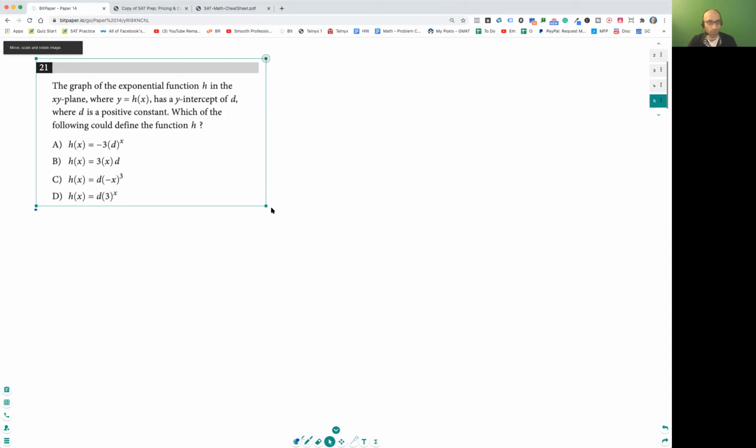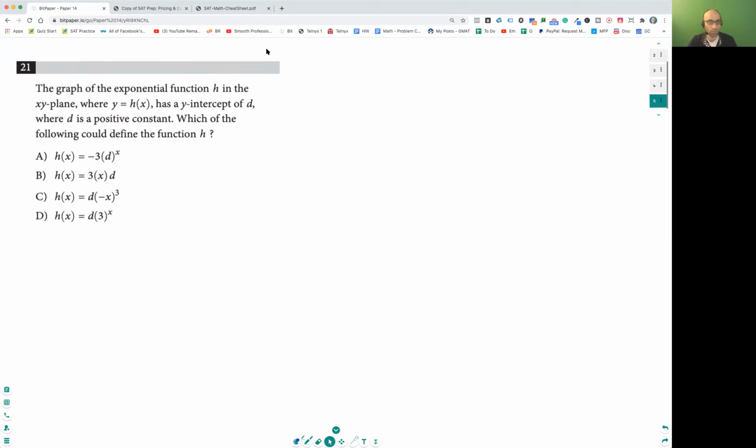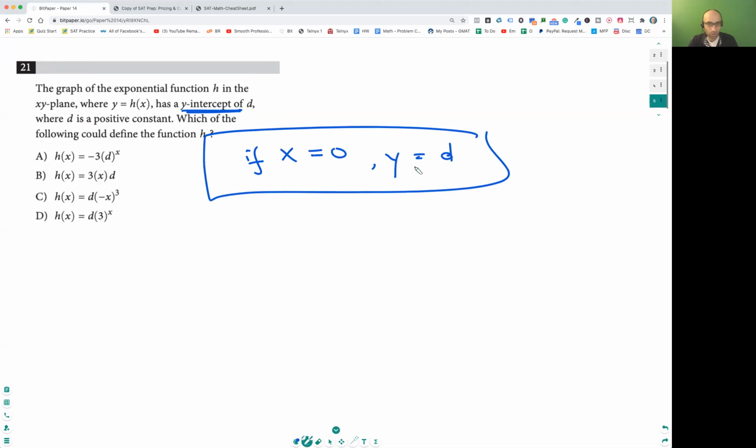Okay, let's try this one. Intercept of D. Why? Intercept means if X is equal to 0, then Y is equal to D. That's it. Now just plug in X equal to 0 in each of these and find when Y is going to be D. This Y is just a fancy name for Y anyway. Y is equal to this.